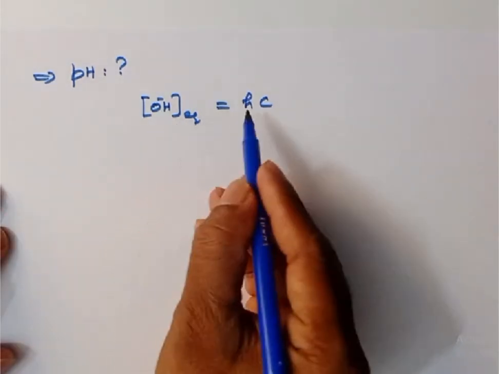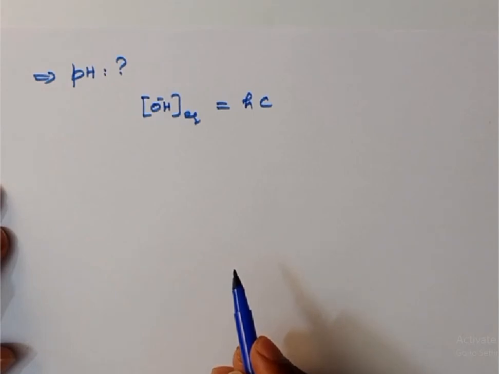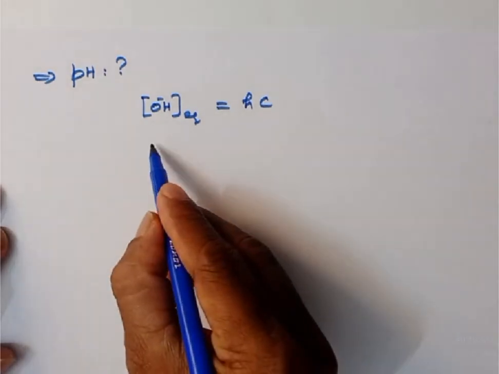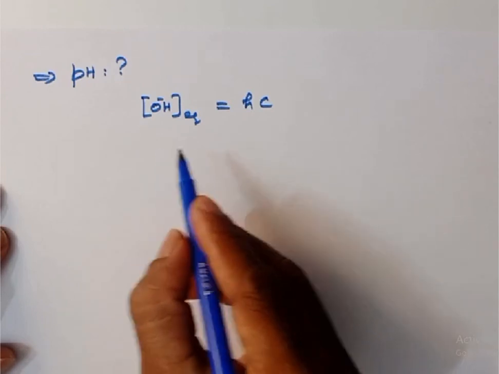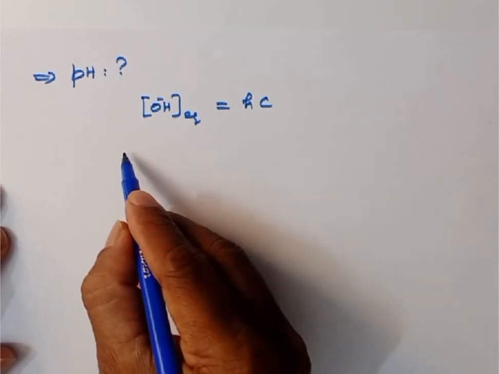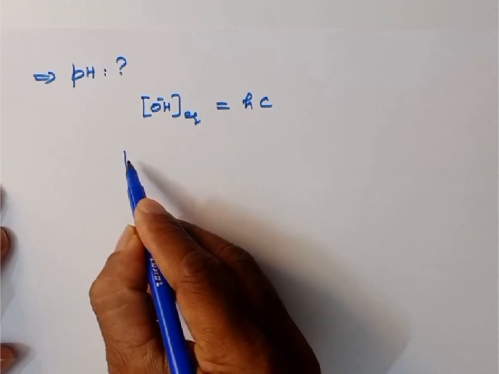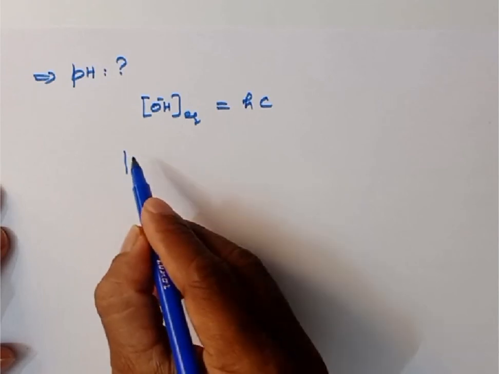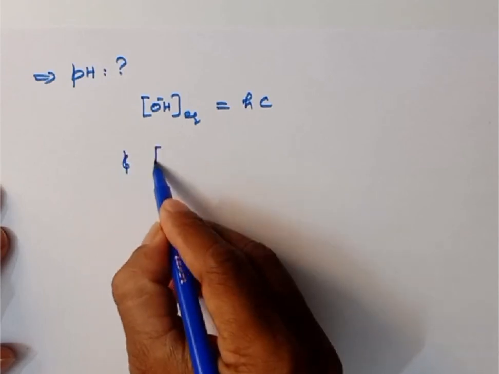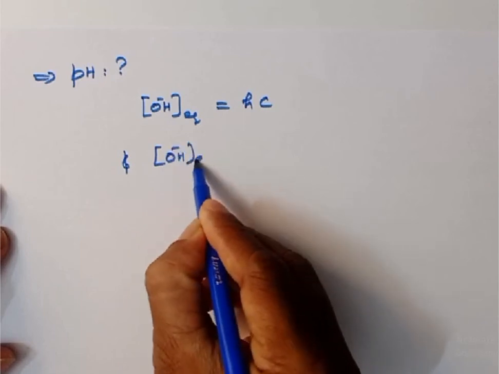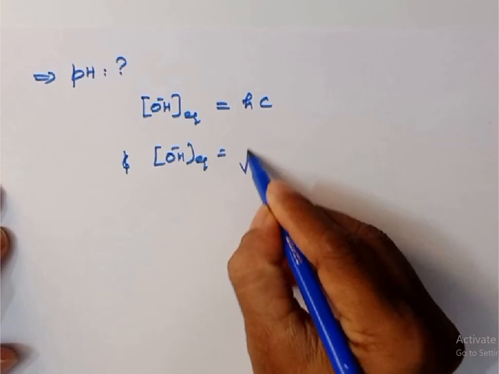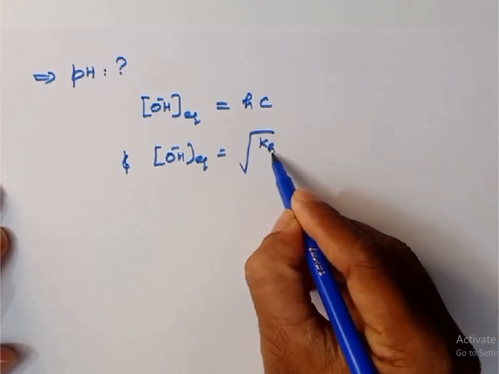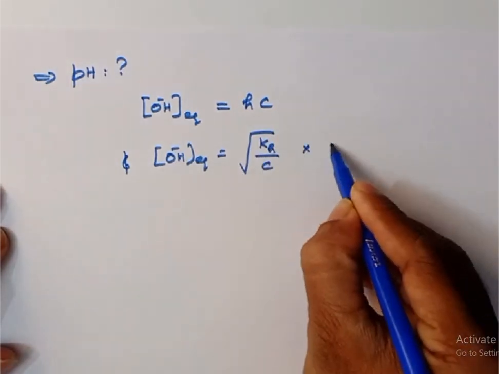So hydroxide ion concentration is available, and we can also write this as... so what is the hydroxide ion concentration at equilibrium equal to? What is the relation for h? h is equal to square root of Kh by C into C.